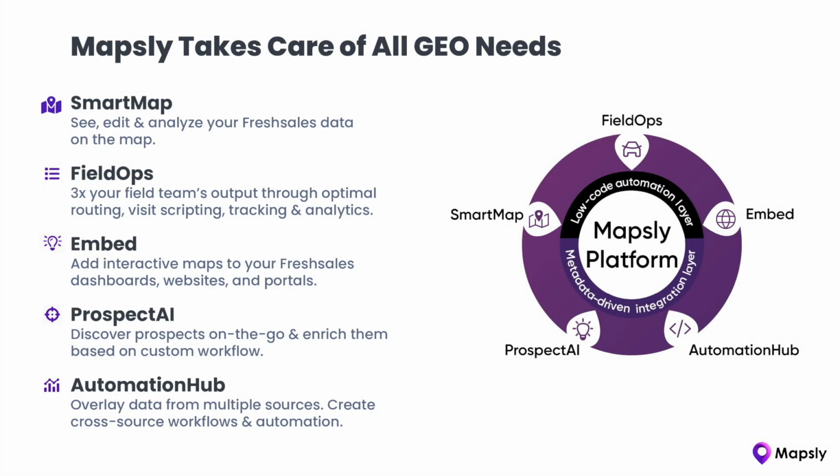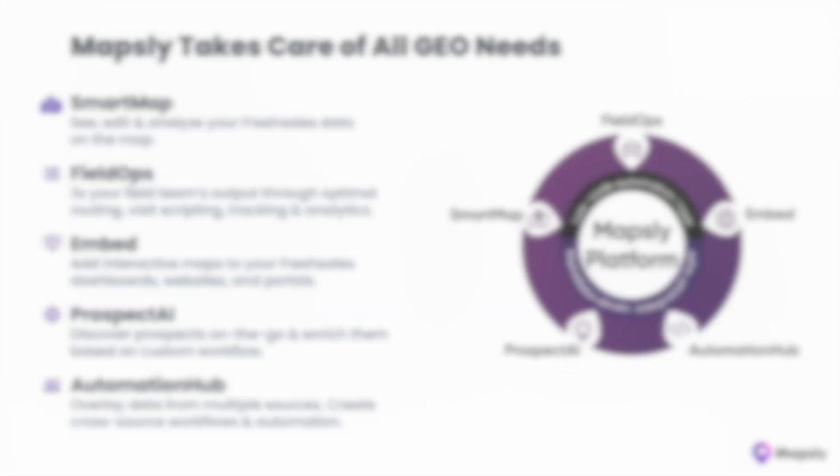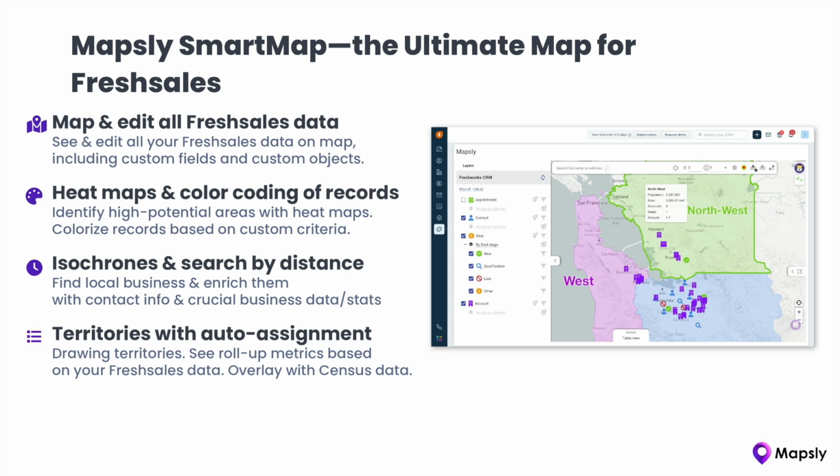Mapsly is a map and field sales enablement platform for Freshworks CRM that addresses all client needs related to geography. Smart Map shows all Freshworks data on the map, including custom fields and custom objects without any custom development or integration, and allows you to analyze data using a wide range of tools.